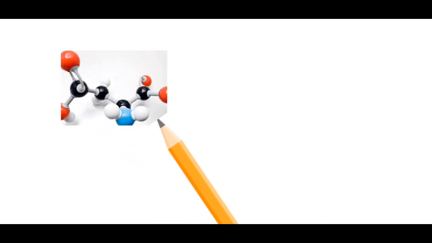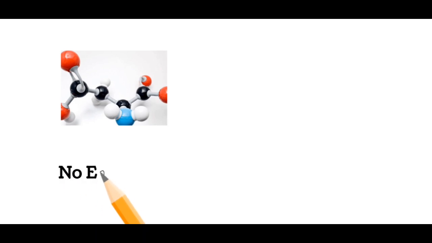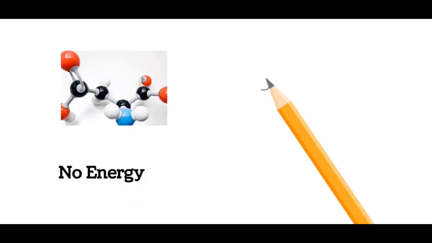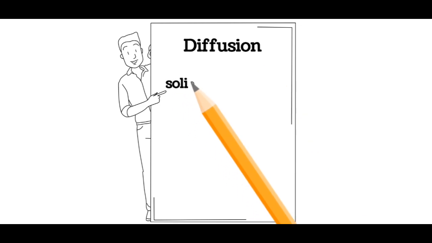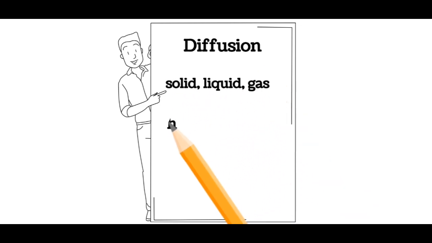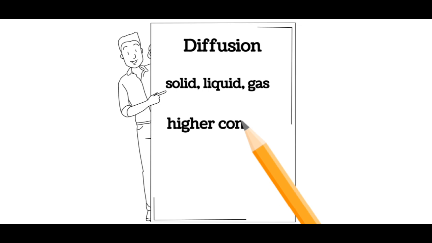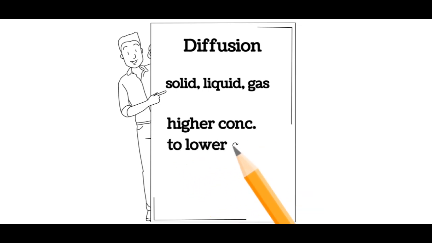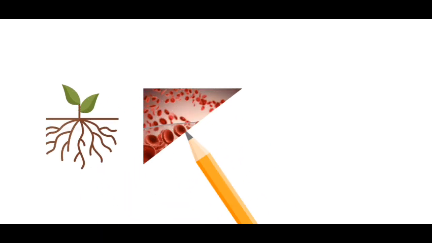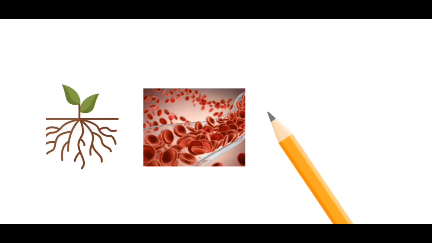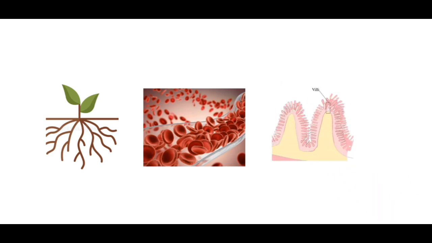Passive transport. This involves the movement of molecules or ions into a cell and its environment without the utilization of cellular energy. Passive transport is divided into diffusion and osmosis. Diffusion is the movement of molecules, solid, liquid, or gas, from a region of higher concentration to a region of lower concentration until they are evenly distributed and reach dynamic equilibrium. Examples: absorption of minerals by plant roots, movement of hormones and enzymes through the bloodstream, absorption of nutrients by the villi of the small intestine.